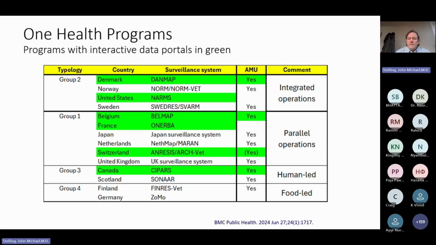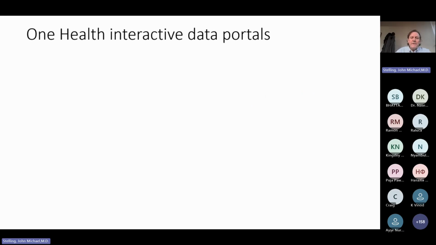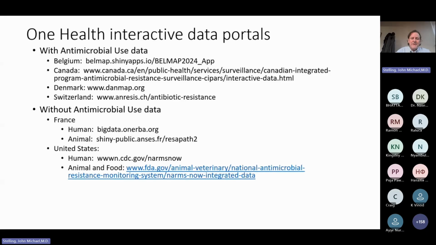Canada has all sectors, human, animal, food. I don't know if they've started environmental. It's all 3 sectors, but the coordinators are on the human side instead of an equal partnership as it is USDA, CDC, and FDA that I mentioned. And group 4 was led by the food side, generally not including human isolates, but food and animal isolates. The ones in green have an interactive data portal. I've included these interactive data portals on the next screen. I won't go into that in any detail, but you might find them valuable later.